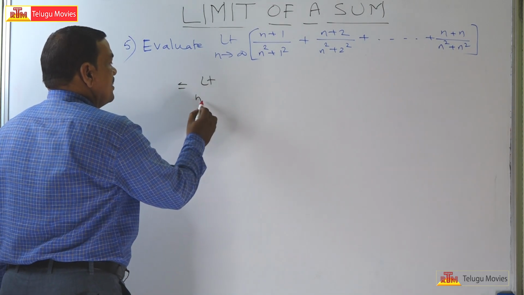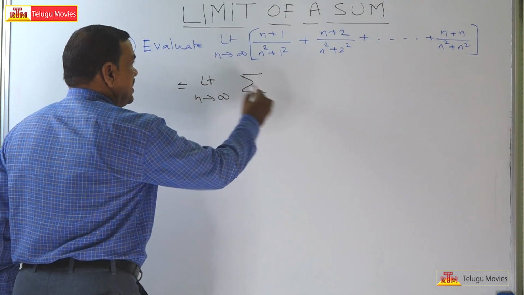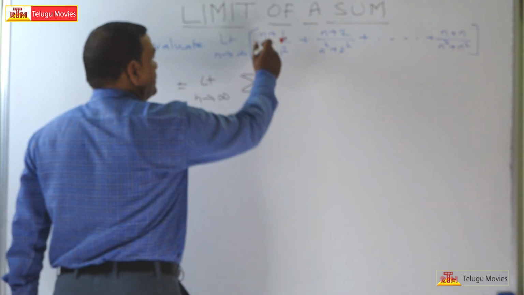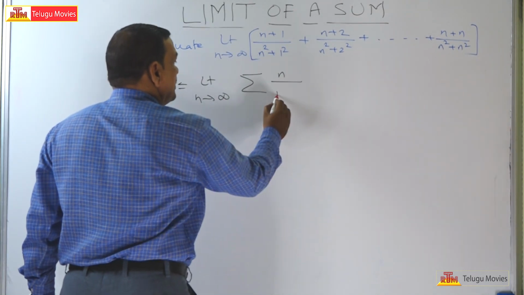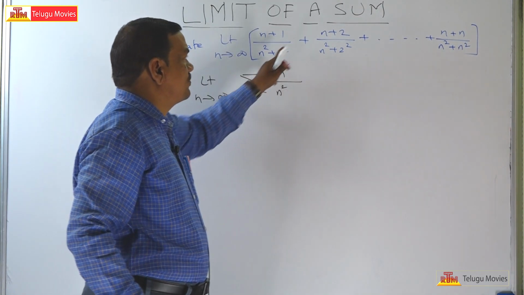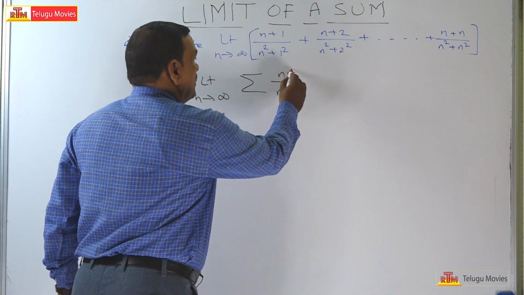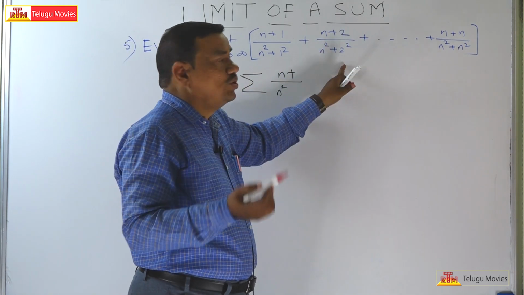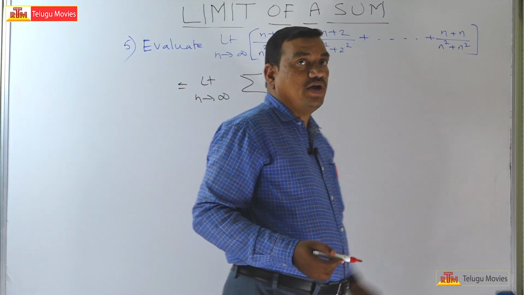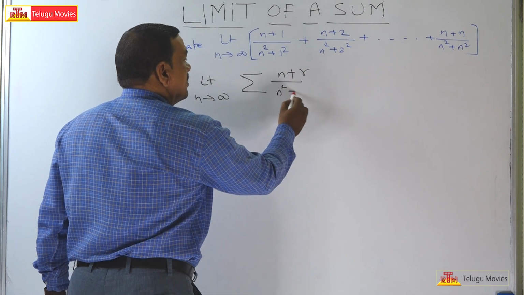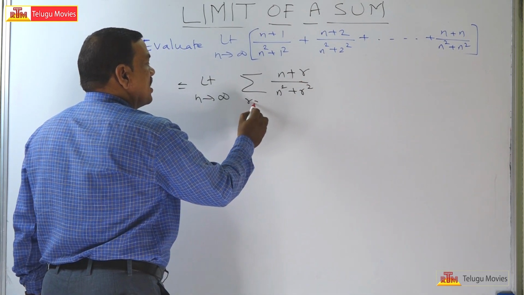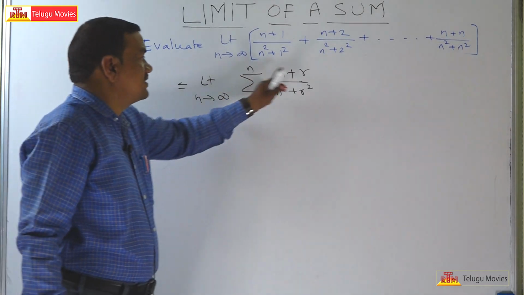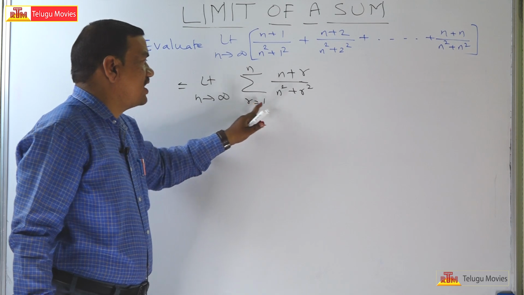So limit n tends to infinity. I am going to write it in the sigma notation. First you write down the fixed terms. What are the fixed terms? Here n is there, denominator n square is there for every term, n square plus, if it is first term, 1 square, second term 2 square, last term n square. That's why n plus r by n square plus r square, where r runs from 1 to n.